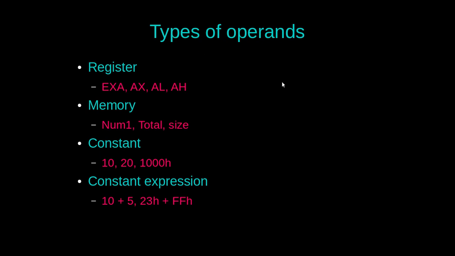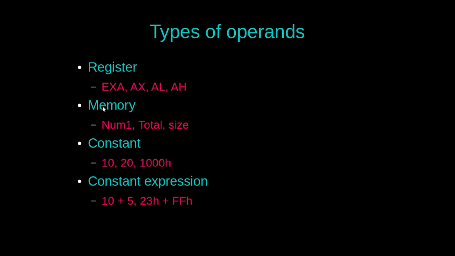If I have a move, like move EAX, EBX, EAX and EBX are 2 types of operand. 2 operands. Both of them are registers. What other types of operands do we have? We have registers: EAX, AX, AL, AH. Remember, EAX is 4 bytes, 32 bits. AX is 2 bytes, 16 bit. Lower 8 bit, higher 8 bit.